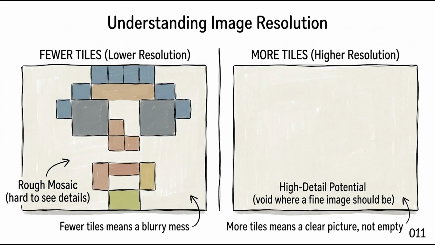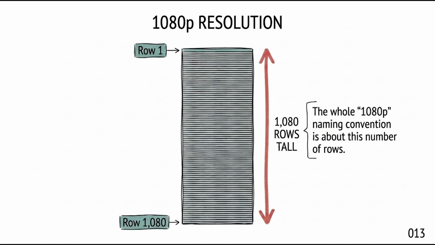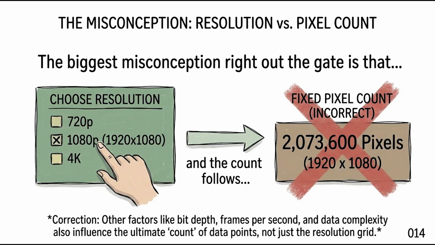Think of it like a mosaic on a wall. Fewer tiles means a blurry mess. More tiles means sharper detail. The P in 720p or 1080p just refers to the vertical count. 1080p means 1,080 rows of pixels tall. That's the whole naming convention. You don't shop for pixels directly, you pick a resolution and the count follows.